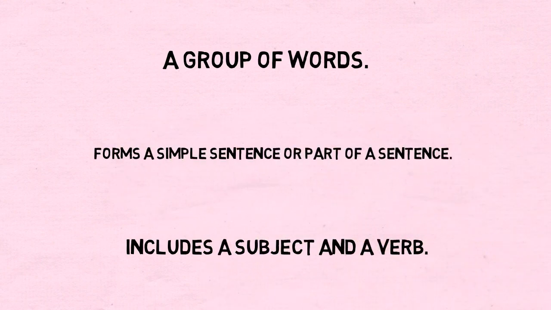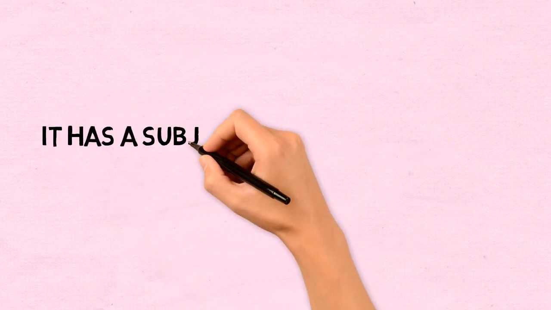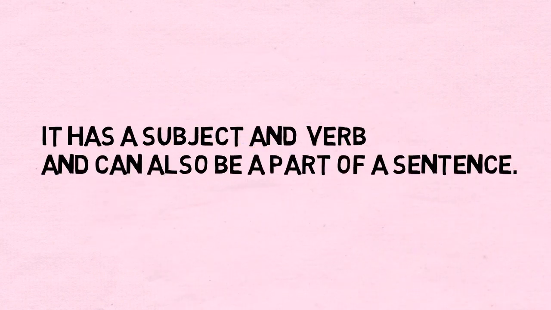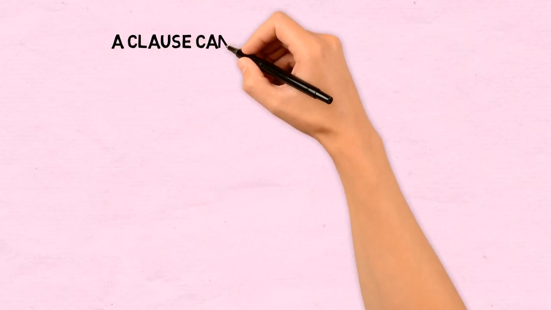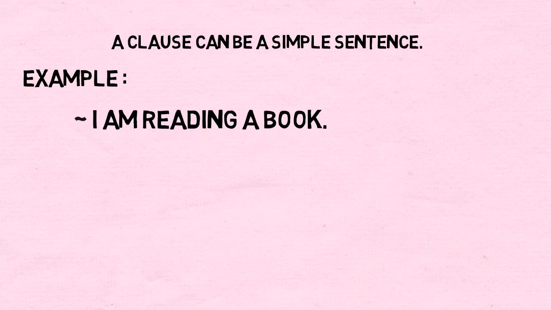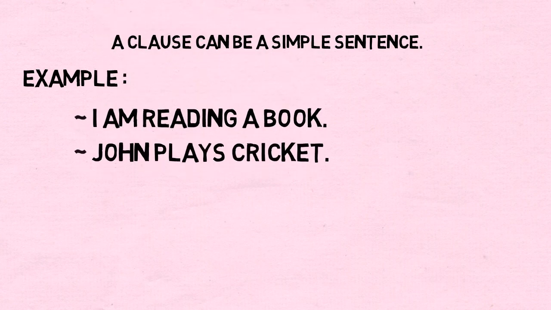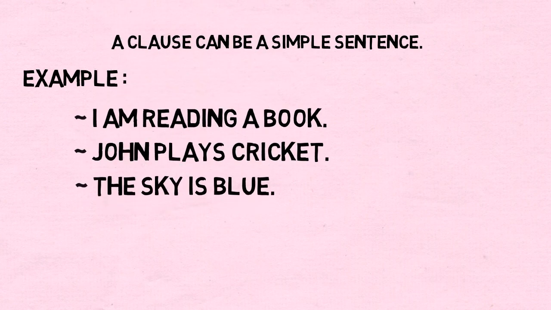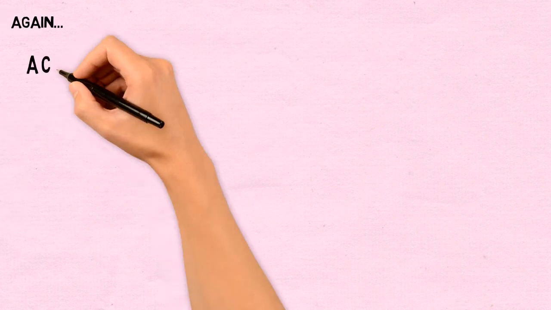So a clause is a group of words. It has a subject and a verb. Again, it can also be a part of a sentence. A clause can be a simple sentence. Let us take few examples. I am reading a book. John plays cricket. The sky is blue. These are all simple sentences with single clause.